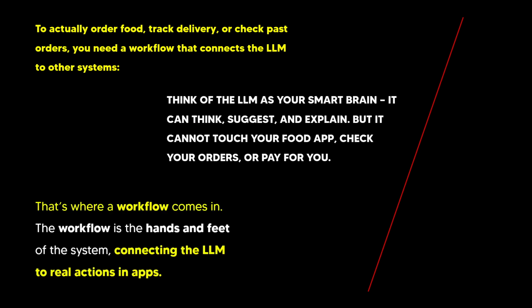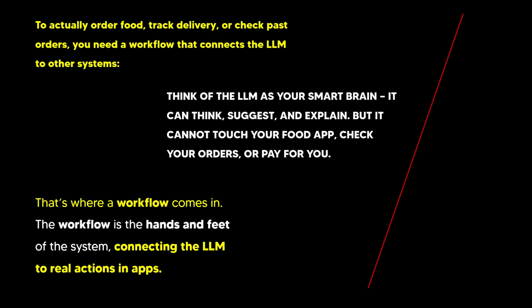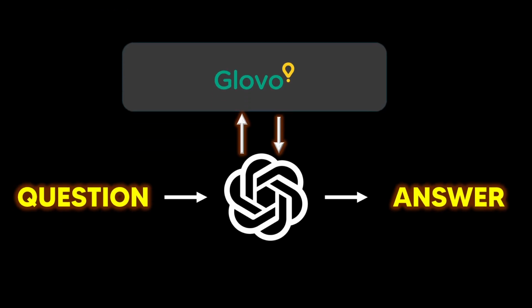So with all of this, that is where a workflow comes in. Now the workflow is the hands and feet of the system, and when you connect an LLM to it, it actually performs real actions in the application. Right. So let's take a look at this simple example here. There's an LLM here called ChatGPT, and let's say this time around we want this LLM to find the nearest place where I could order food, and we need to connect our Google Map to this LLM so that it can find the nearest place for us, right? That's an example of a workflow.